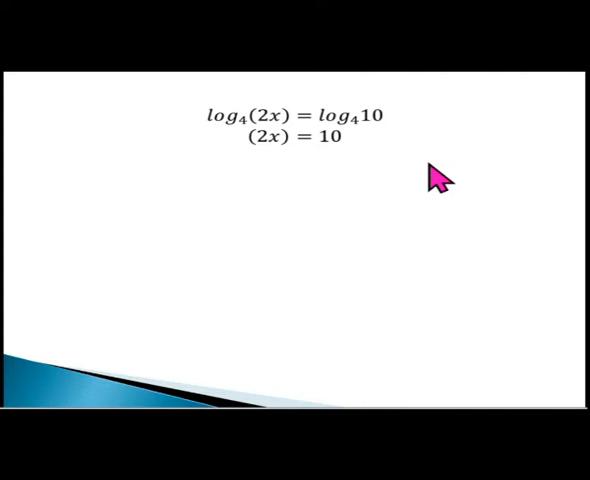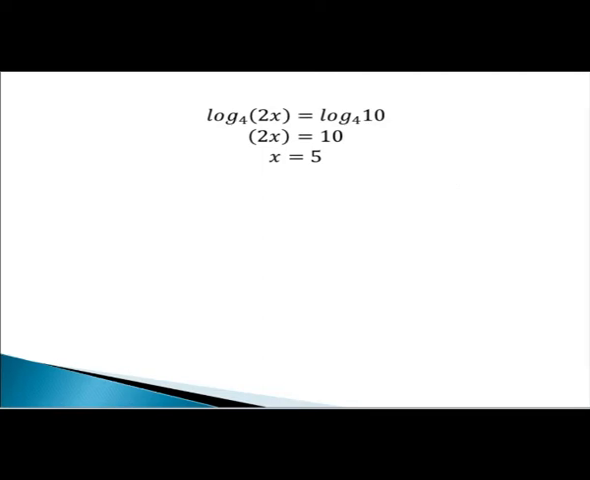So with this equation, class, we can already identify the value of x simply by dividing both sides by 2, and our x is equal to 5. Another example.